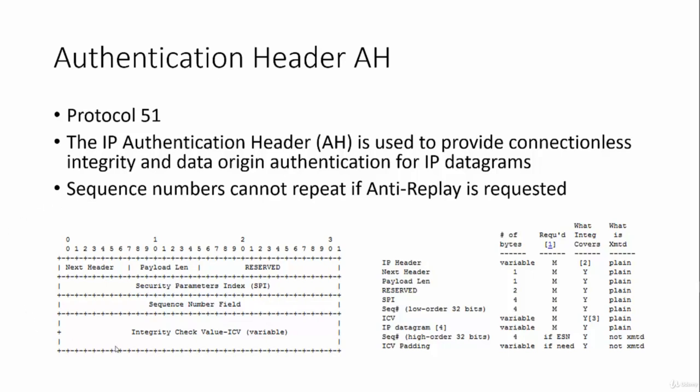The size of the ICV depends on the algorithm, so this is of a variable length. The AH header must end at a 32-bit boundary. To comply with this boundary, if the ICV length causes the header to not end at a 32-bit boundary, ICV paddings are added. The payload length that we discussed indicates the size of the ICV. So, the ICV is the one that provides integrity.